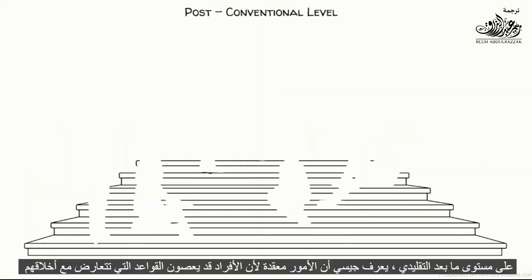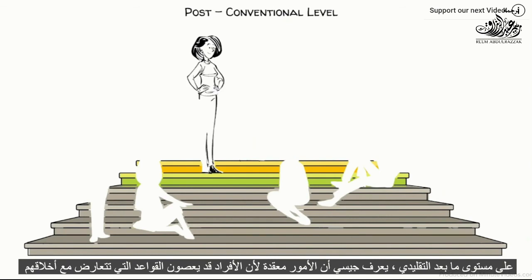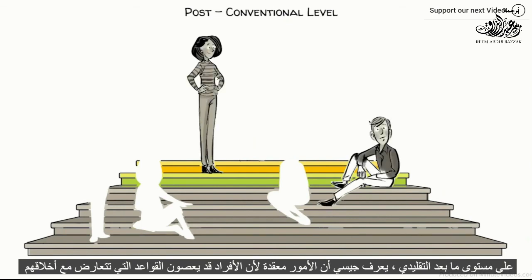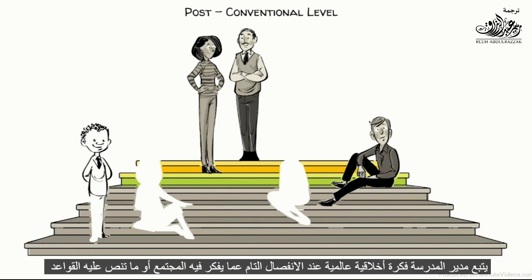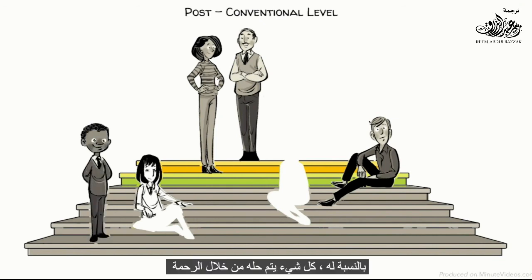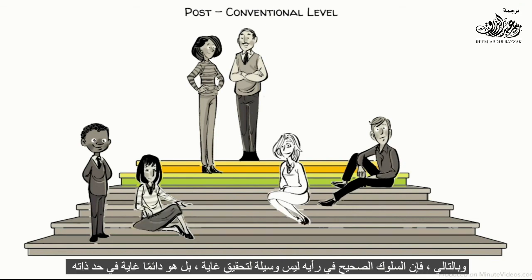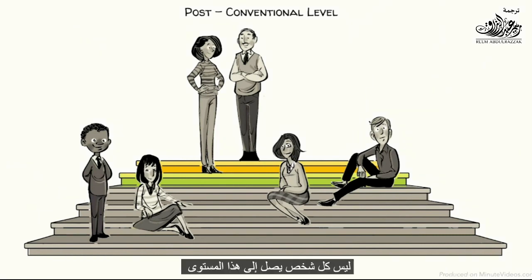At the post-conventional level, Jessie knows that things are complicated because individuals may disobey rules inconsistent with their own morality. The headmaster follows a universal ethical idea, at complete disconnect with what society thinks or the rules say. To him, everything is solved through compassion. The right behavior, in his opinion, is therefore never a means to an end, but always an end in itself. Not every person reaches this level.